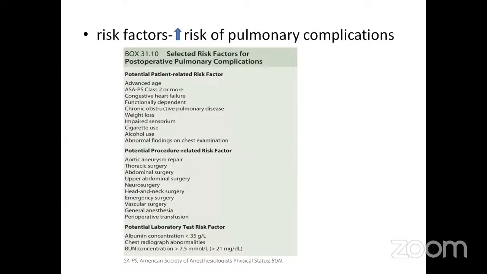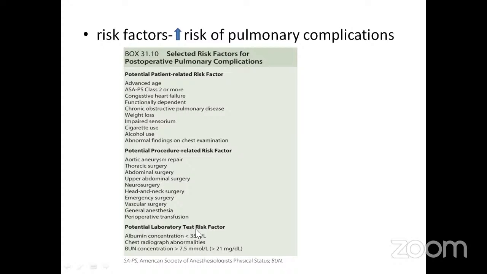These are risk factors which increase pulmonary complications, such as patient risk factors like advanced age, ASA physical status 2, congestive heart failure, functional dependence, chronic obstructive pulmonary disease, weight loss, impaired sensorium, cigarette use, alcohol use, abnormal findings on chest examination. The potential procedure-related risk factors are aortic aneurysm, thoracic surgery, abdominal surgery, upper abdominal surgery, neurosurgery, head and neck surgeries, emergency surgeries. Actually, most of these surgeries were either high-risk or intermediate-risk surgeries, and general anesthesia and perioperative transfusions.